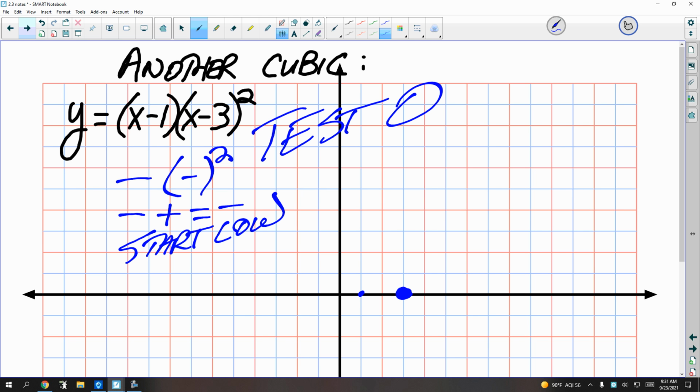Okay. When it goes through a single root, it goes through it. When it approaches a double root, it bounces off it. That's the new rule. Bounces off double roots.